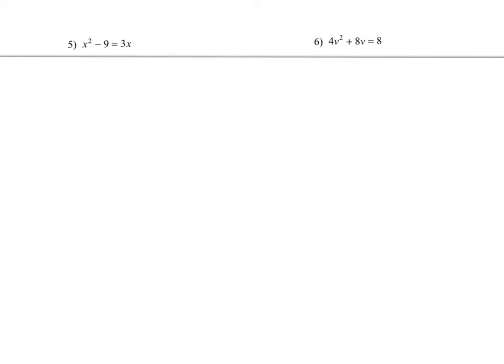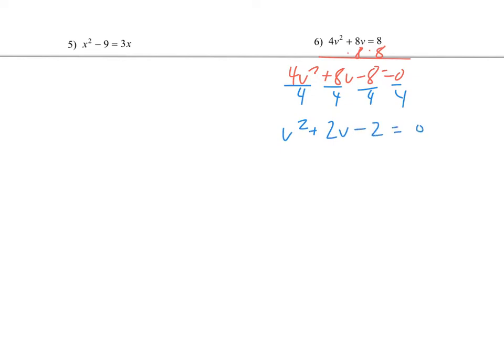All right, next up here, number 6. So again, I'm going to subtract 8 over to this side, so I get 4v squared plus 8v minus 8 equals 0. Now on this one, I actually see that we can divide this all by 4. I actually am allowed to do that as long as I do it to every term on both sides of the equation. So I can actually just do this as v squared plus 2v minus 2. I should get the same answer even if I don't do that, but it'll just make the numbers smaller here. So now I'm going to jump into my quadratic formula.